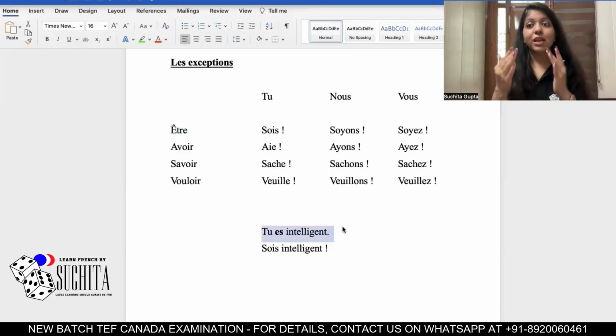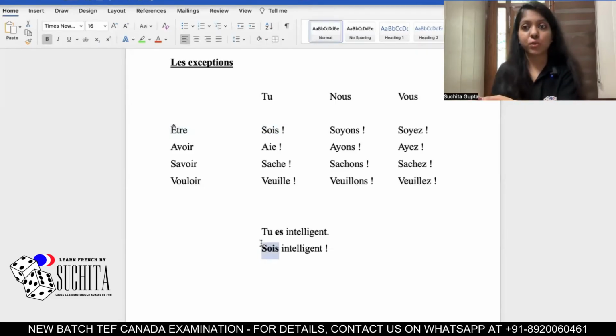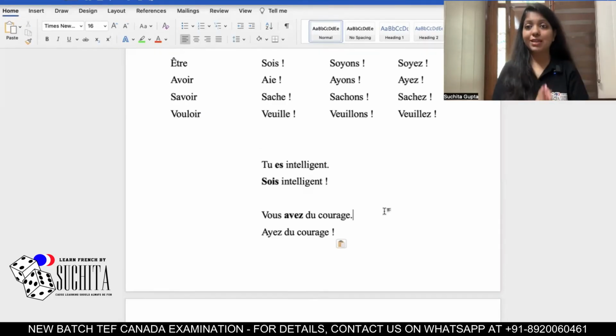So this means that tu es intelligent, which means you are intelligent. That's a normal sentence. Now you want to change it into an order. You want to say be intelligent. So what happens? In the case of the verb être, tu es becomes sois. So it changes into sois intelligent. So basically sois is the imperative form of the verb être. Tu es intelligent, that's the normal sentence. Changing it into imperative will become sois intelligent. Be intelligent.